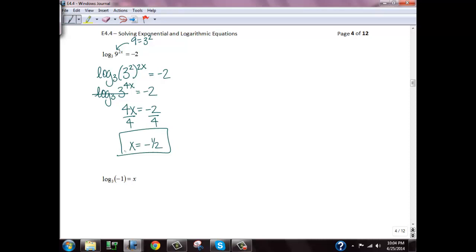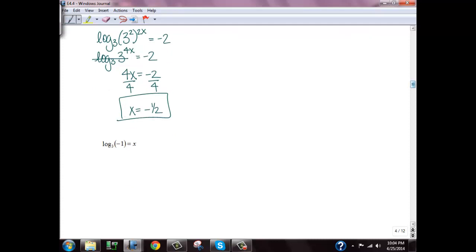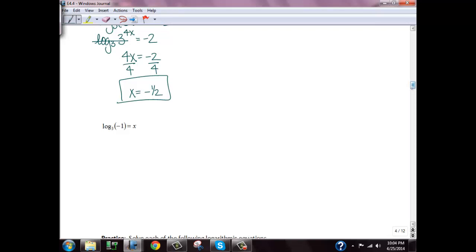Okay, I want to look at another one. Some of y'all might be able to solve this one just by looking at it. If you're not sure, I'm going to go ahead and work it out. This says log base 3 of -1 equals x. Now, x is already isolated. We already have it solved for x. We just need to simplify this side.